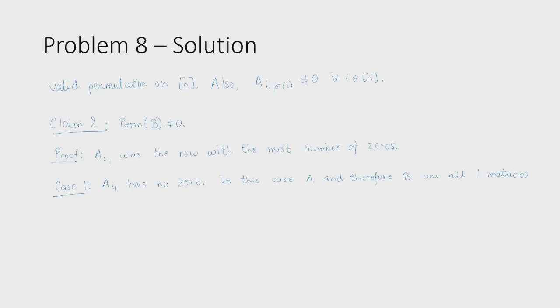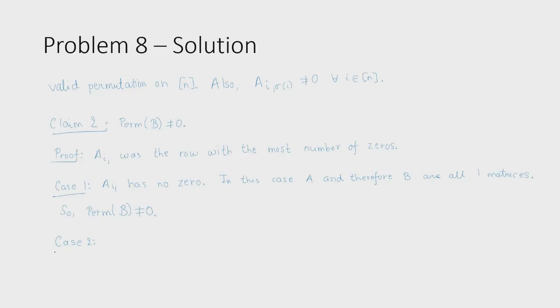Why? Because if row I1 has no zero and it has the most zeros, then other rows of A must also have no zeros. And therefore all rows of B must have no zeros. So A and B are all one matrices. But we know that the permanents of all one matrices are non-zero. So the permanent of B is non-zero. In fact, in this case, we directly get that the permanent of A is non-zero as well. But regardless, we only need that the permanent of B is non-zero over here. So that's one case settled.